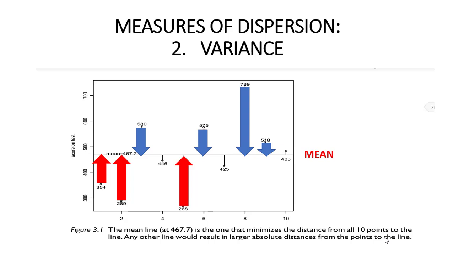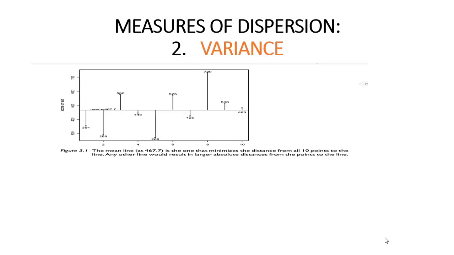Now, the problem with this, if we add them up, is that the blue ones are going to give us positive values, and then the red ones are going to give us negative values. And we don't want to have a negative variance. So what we do to avoid having a negative variance is we square the values. Okay, so there we have the mean, and we're going to define variance.